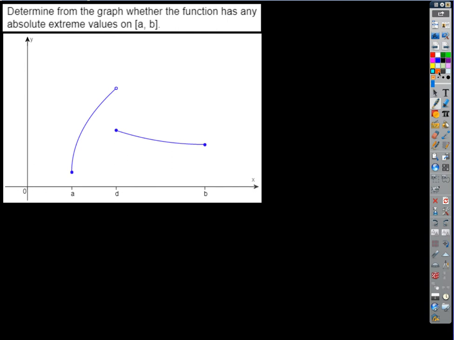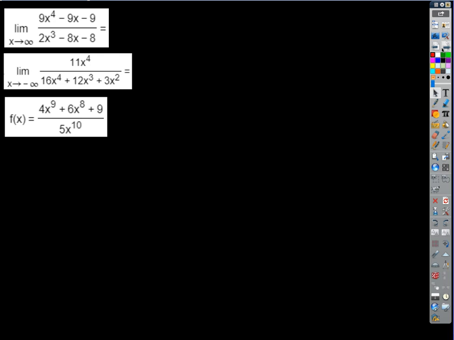Okay. Good. So we see the absolute minimum at x equals A, but there is no absolute maximum. How come? Because we have an open endpoint there, right? Makes sense. So there is no point the ant could ever stand on and say he's at the highest point on that. So no absolute maximum.